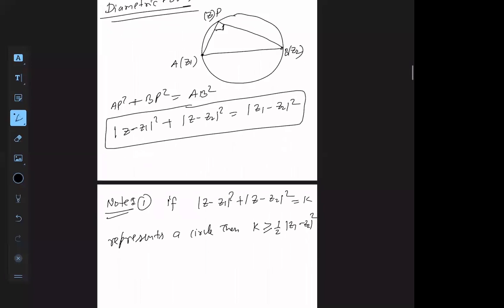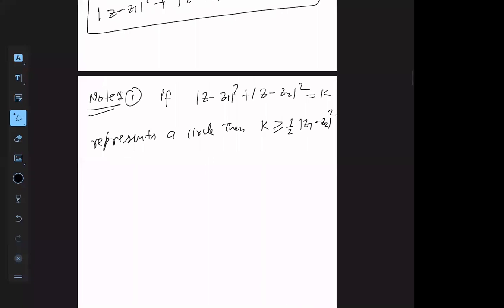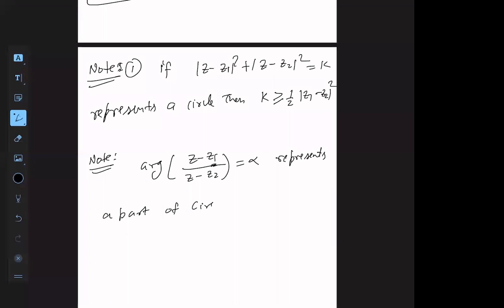Understood this point? Now see, argument of z minus z1 upon z minus z2 equal to alpha represents a part of circle. What does it represent? It represents a part of circle.